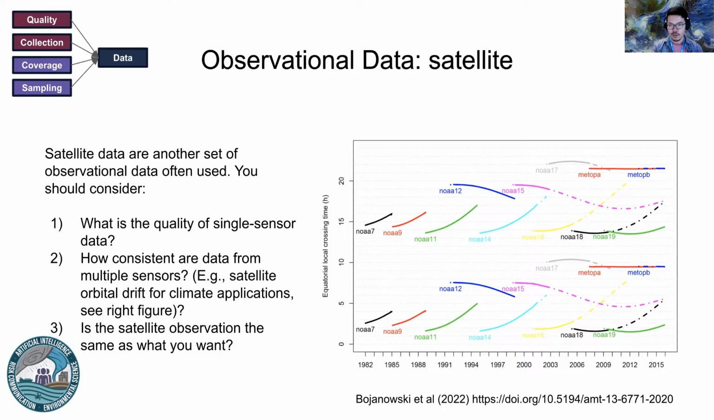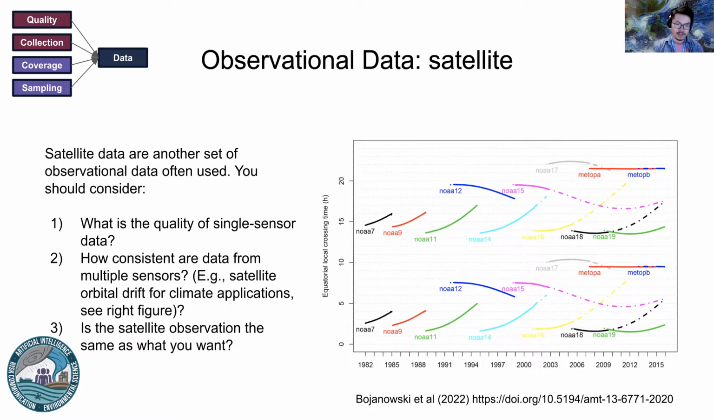But when you are doing climate analysis and other types of applications, a lot of times you want to combine the data from multiple sensors and multiple satellite missions, so you need to make sure those data quality are consistent in your model development and assessments.